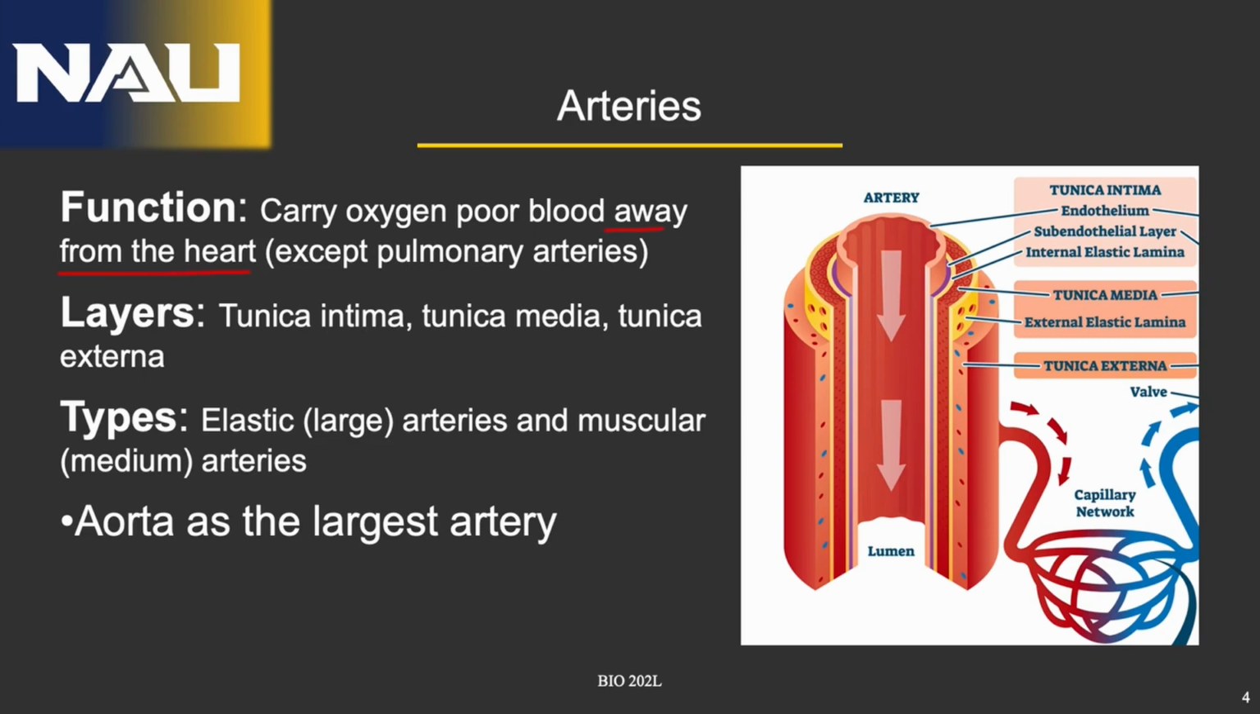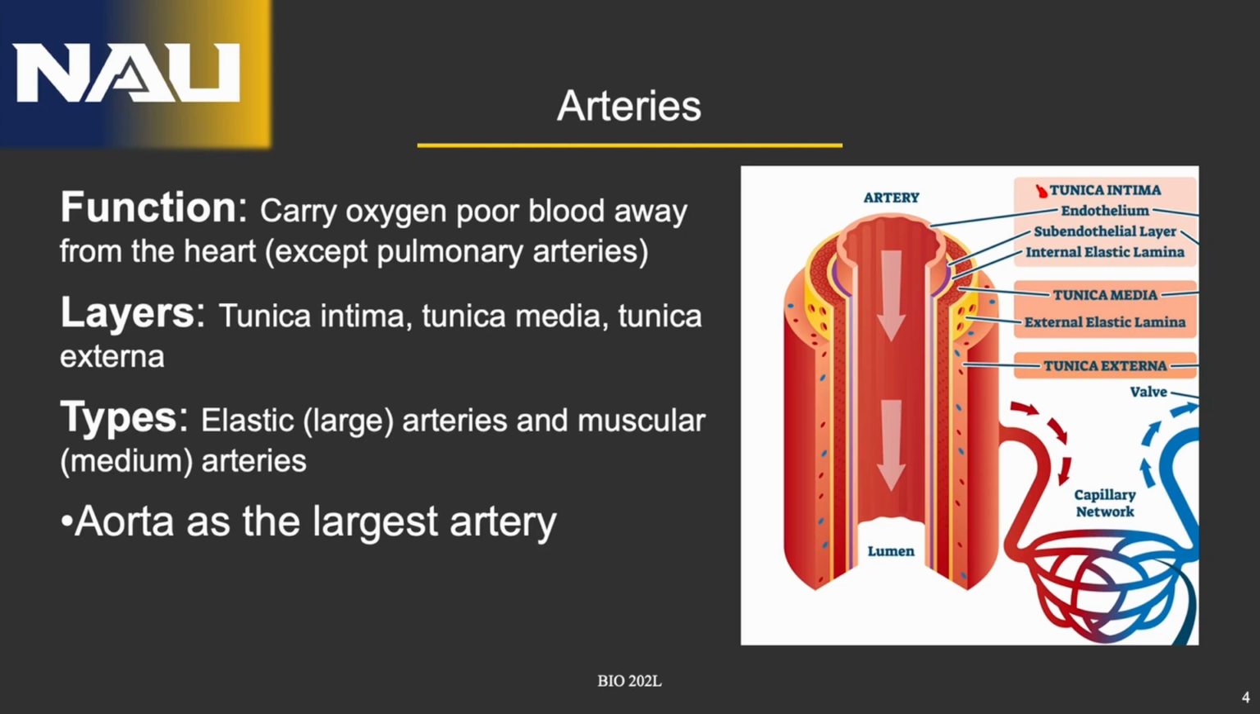Arteries have a unique structure that allows them to handle the high pressure of blood pumped from the heart. They consist of three main layers. First, we have the tunica intima. This is the innermost layer and is in direct contact with the blood. It consists of a single layer of endothelial cells that provide a smooth surface for blood flow.